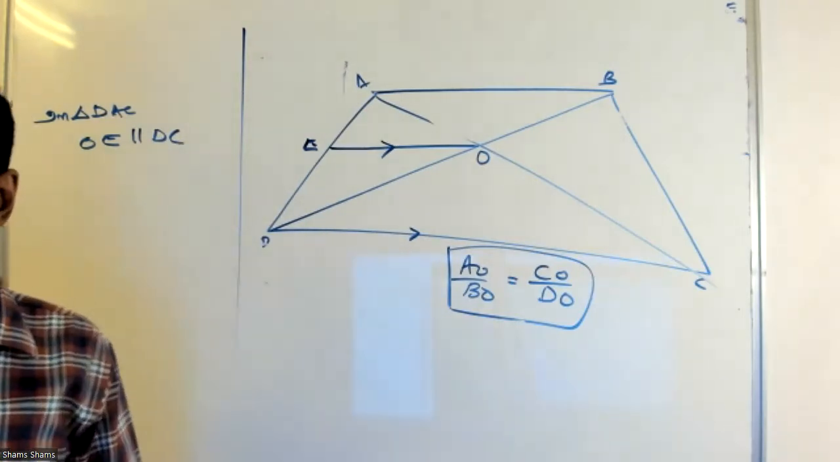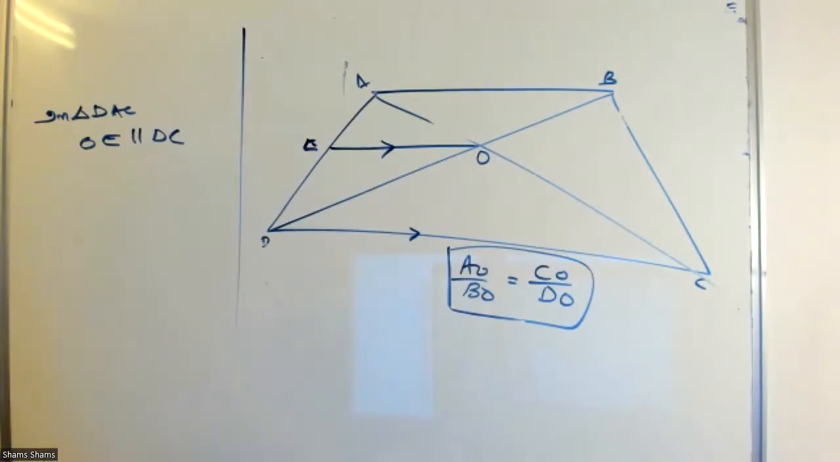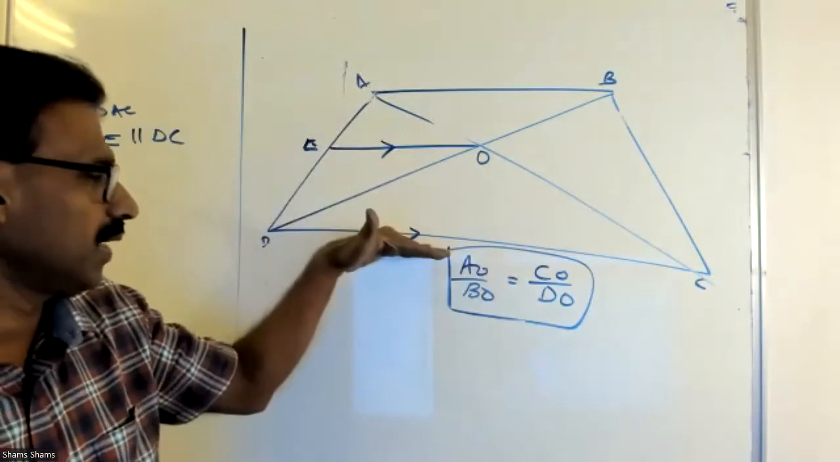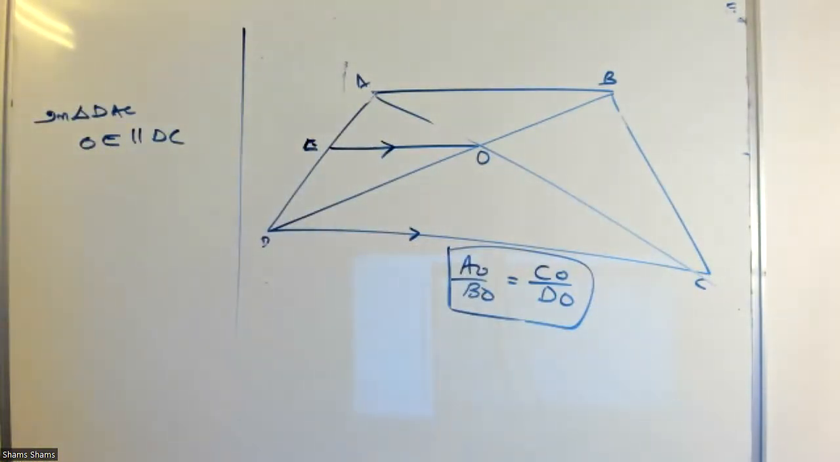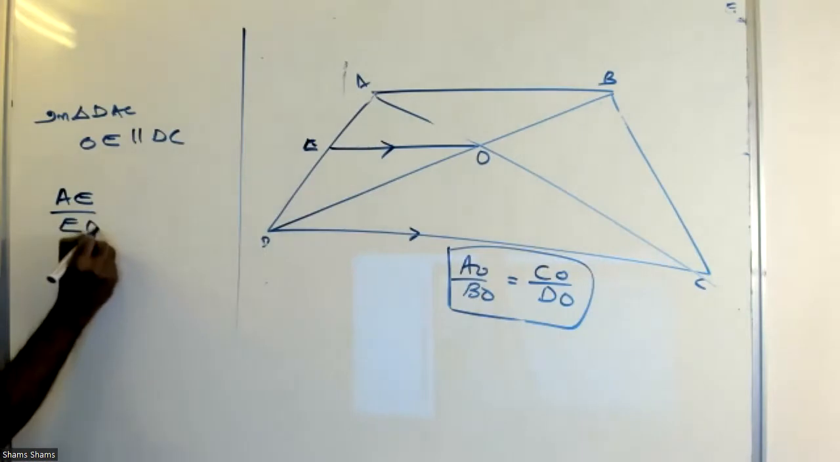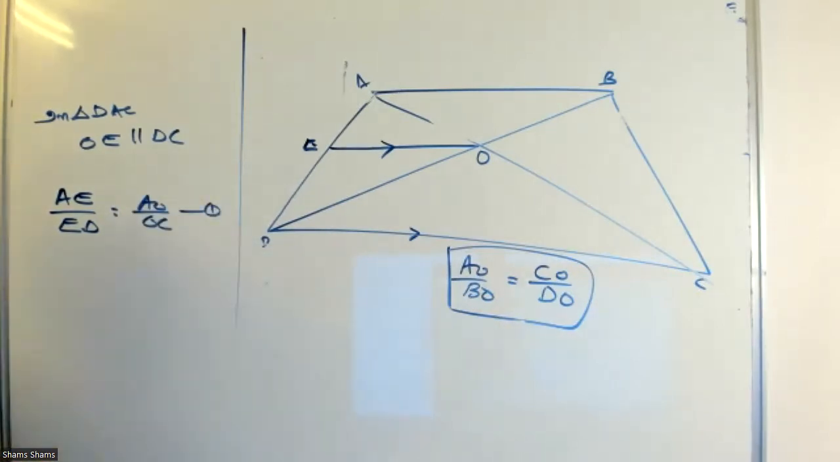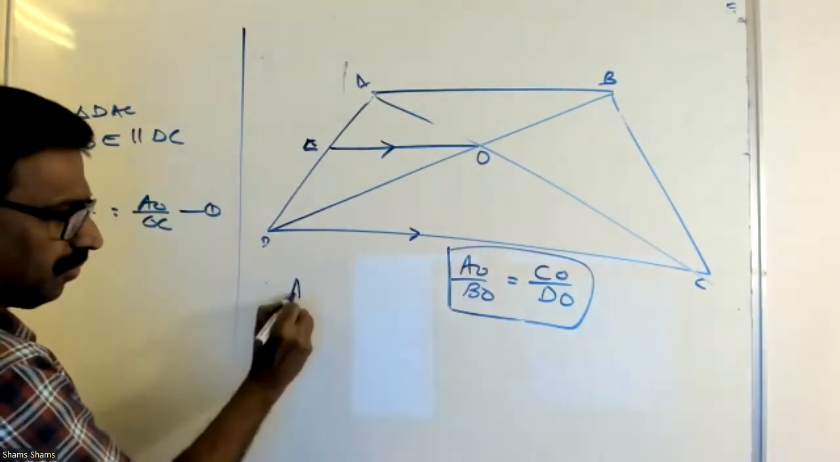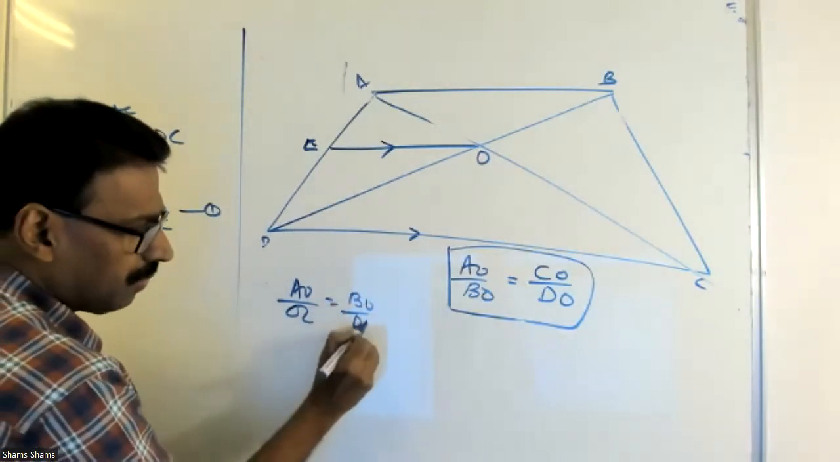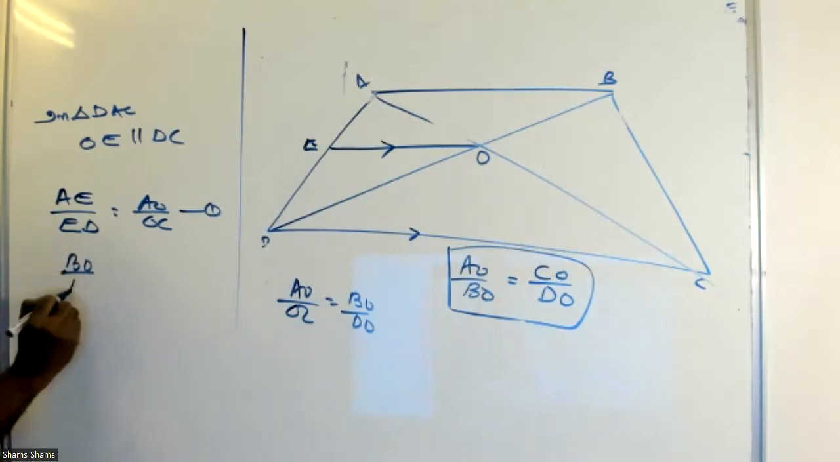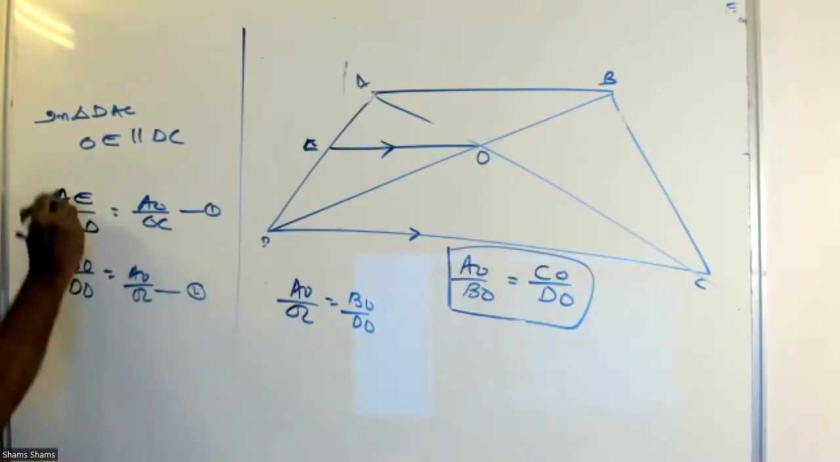My question: what is the basic proportionality theorem? In triangle ADC, OE parallel to DC. Speed up. AE by ED equal to AO by OC, number one. And what is given? This is given, so we can write AO by OC equal to BO by DO. BO by DO equal to AO by OC, number two. These are equal.